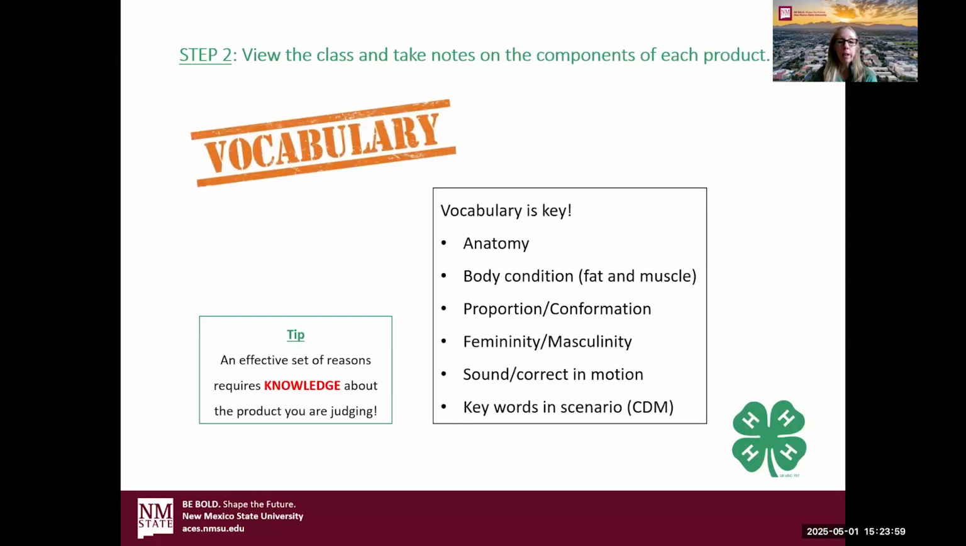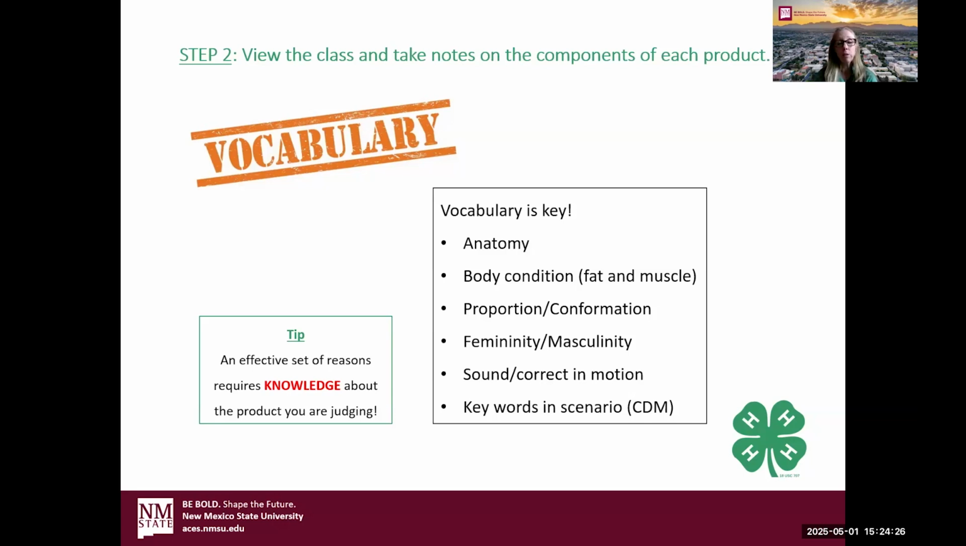In step 2, go ahead and review the class and take notes on each component for each product. Now here, vocabulary is key, so keep in mind as you're judging animal classes, you want to pay particular attention to anatomy and body condition, including fat and muscle, and then also your proportion and conformation. You'll also want to note what's normal for those animals while they're standing and when they're in motion.